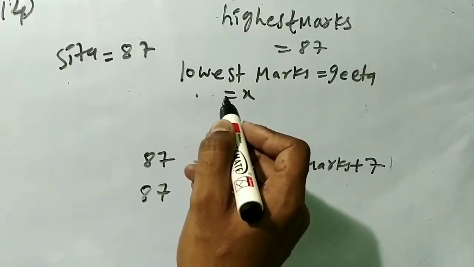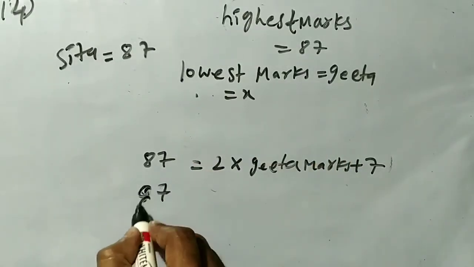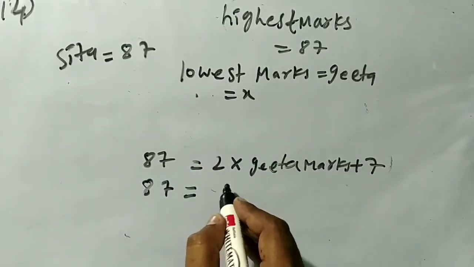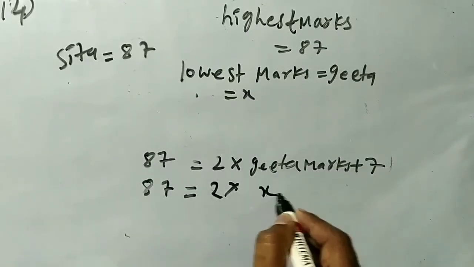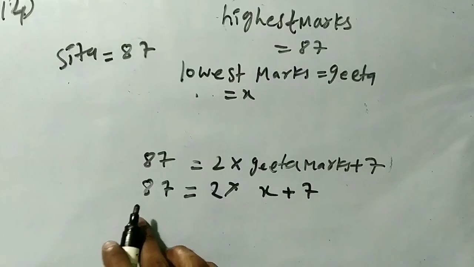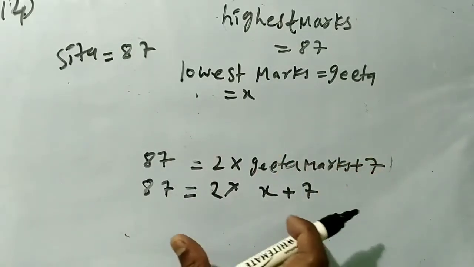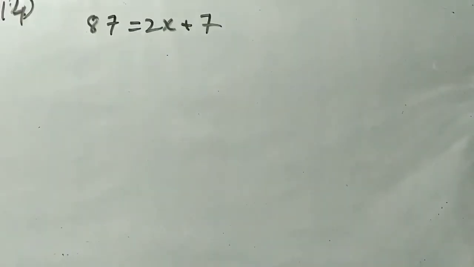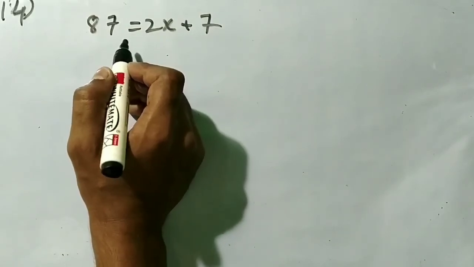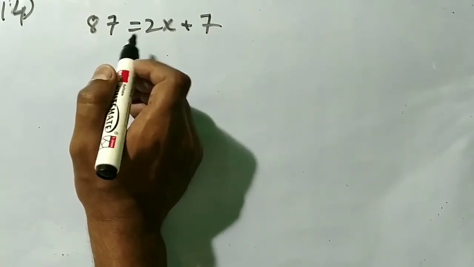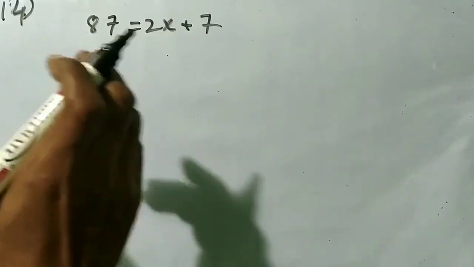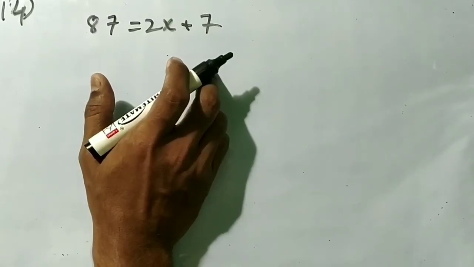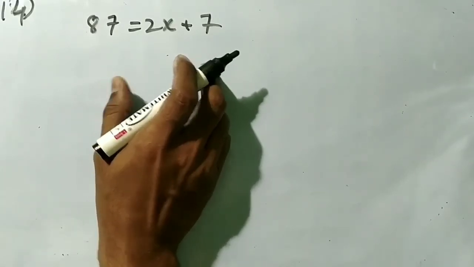In the question they have given 87 as the highest marks. So 87 is equal to twice x, Geeta's marks x, plus 7. So we got the equation here. Let's erase this totally and write just this equation: 87 is equal to 2 into x plus 7. This is the equation we got from the problem. They have given the sentence, and we have to convert the sentence into an equation. That's why we have to do more problems for practice and to get command over simple equations.